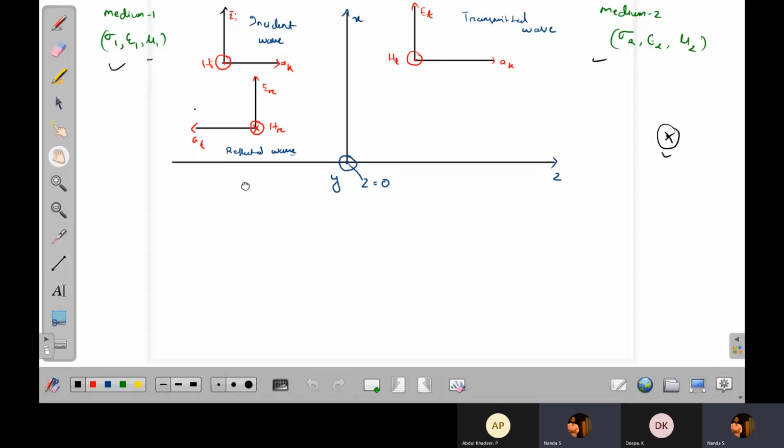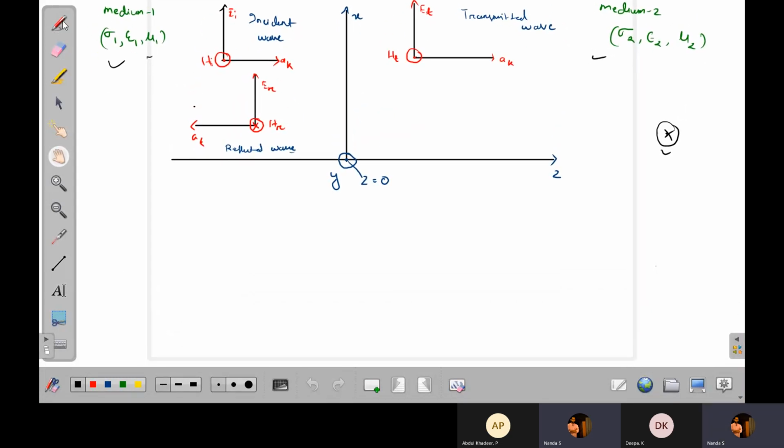So here, let the figure be here. Now from this figure we can write that there are two components of E. One I will write as E1 and one as E2. What is E1? E1 is the total electric field in the incident medium, or medium 1. And let's say E2 is the total electric field in medium 2.